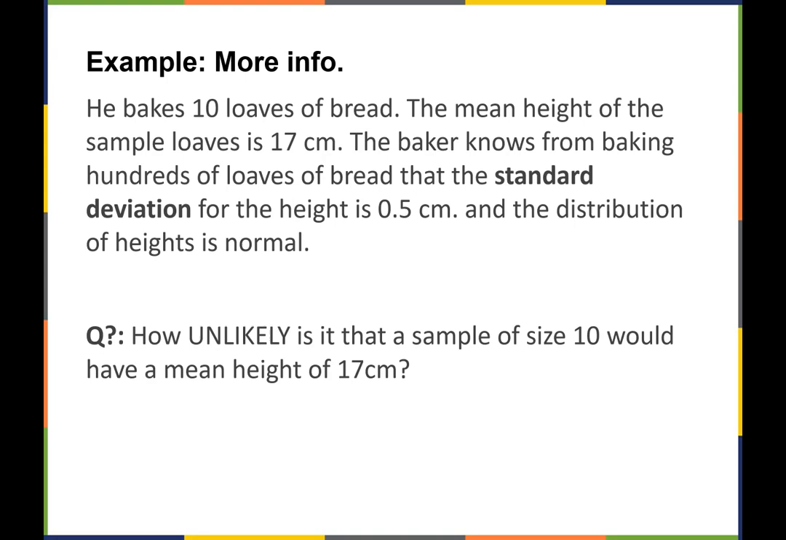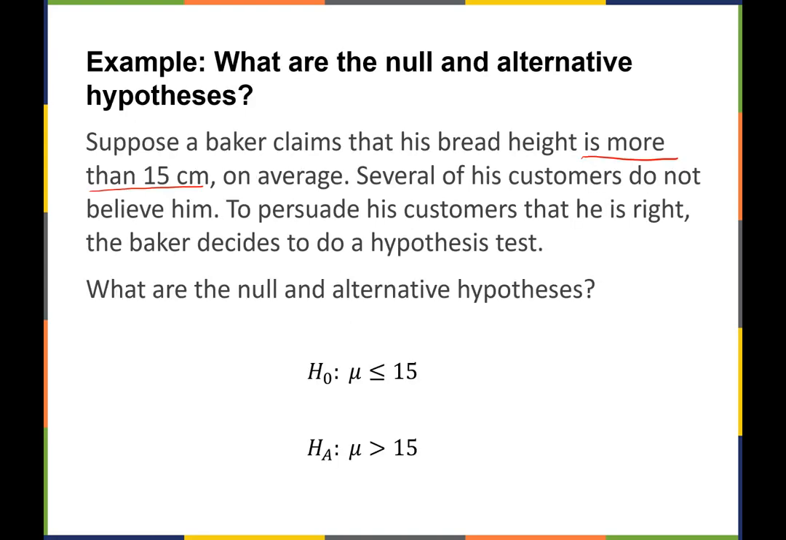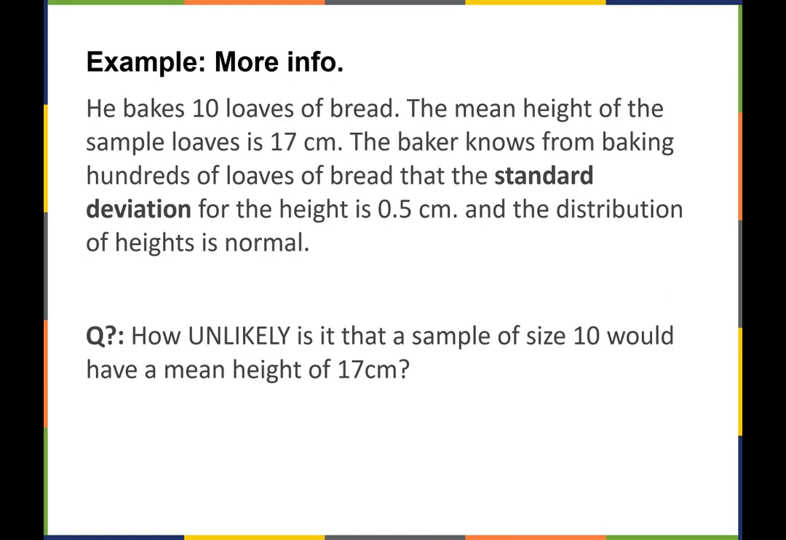So if we assume that the null hypothesis is true, that the mean is going to be 15 or less, how unlikely is it that he could have this sample of 10 loaves that had a mean of 17 centimeters? And that's really what we're going to be getting after with hypothesis testing.